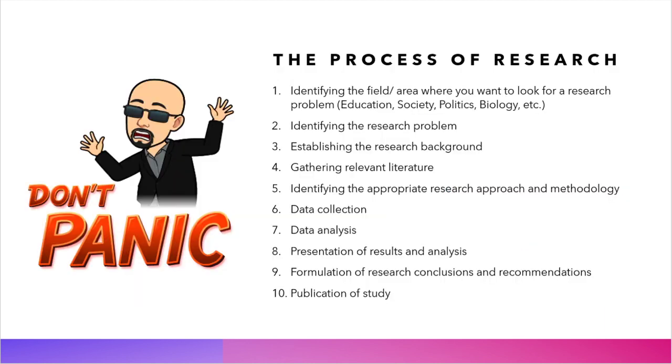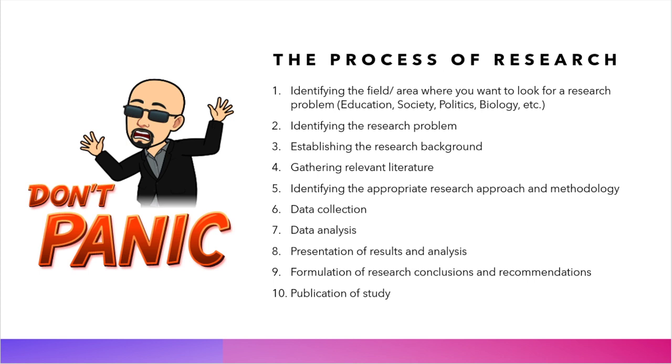The process of research is usually quite long, and it begins with the identification of the field or the area where you want to look for a research problem. This is usually where it begins. I want to create a research in the field of education, or in the field of politics, or I'd like to make a biological research. I'd like to make a research in the field of physics. This is usually step number 1.